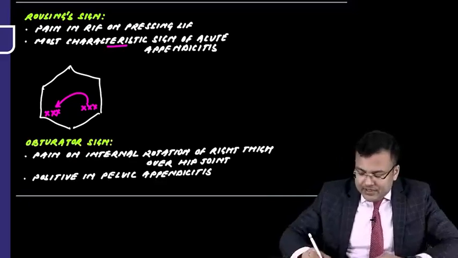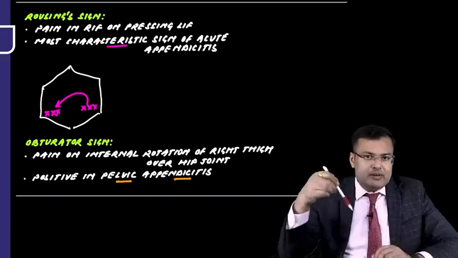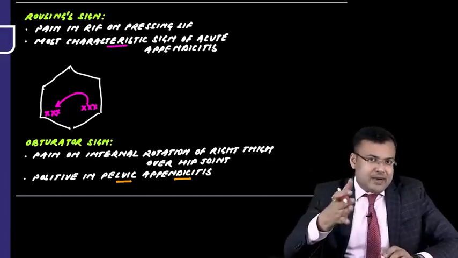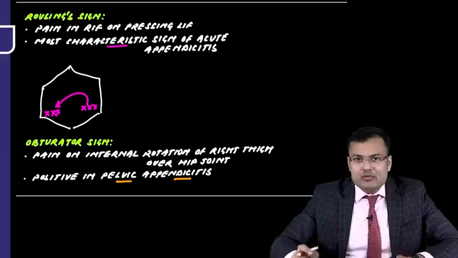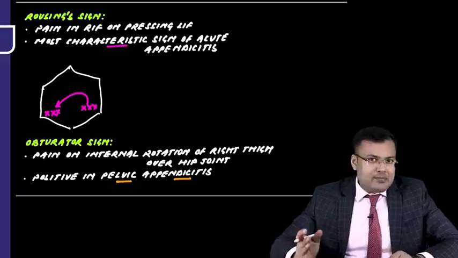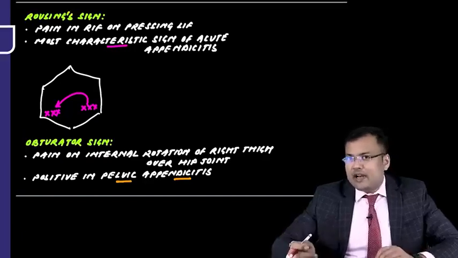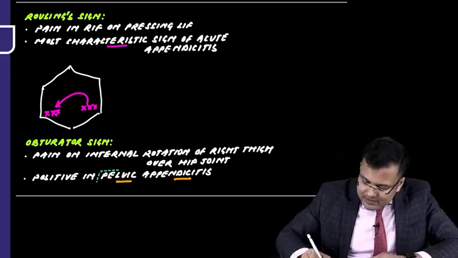Now imagine if a patient is having pelvic appendicitis, the orientation of appendix is towards pelvis. So in that case, there is pain on internal rotation of right thigh over hip joint. This is known as obturator sign. So in obturator sign, what's the problem? There is pain on internal rotation of right thigh over hip joint, and it is positive in pelvic appendicitis.